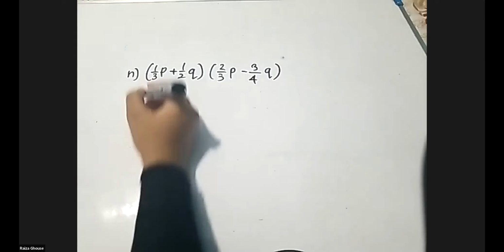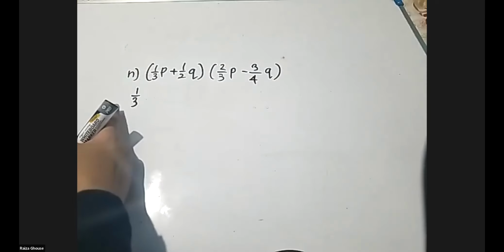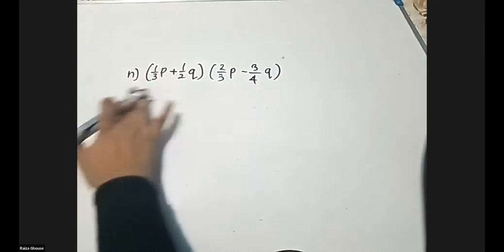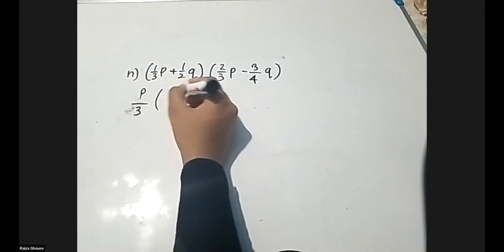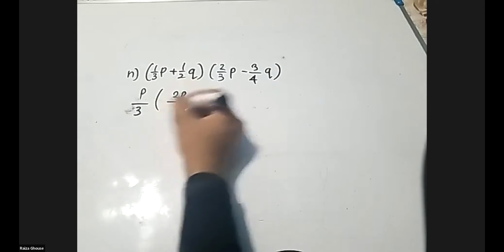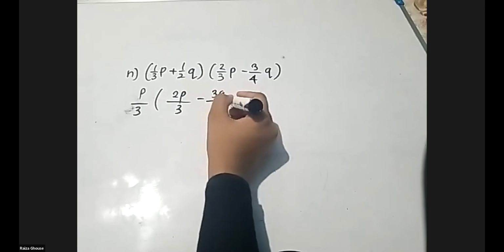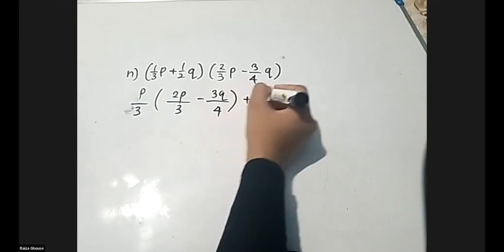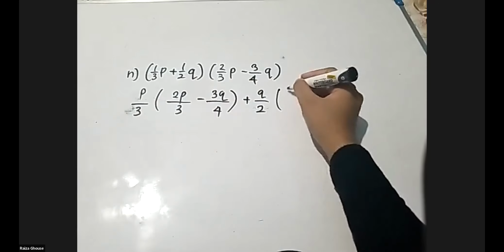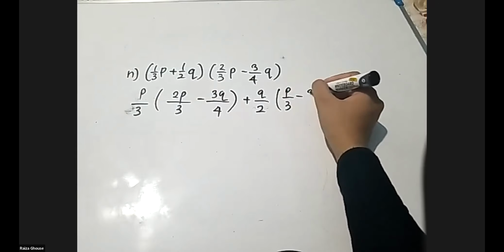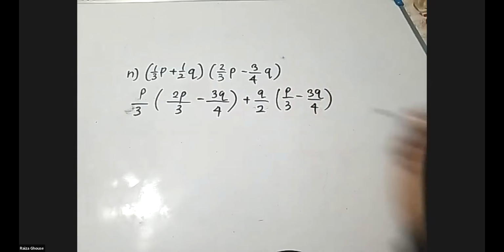Here, see, first term, 1 over, I don't like this. So let me write it like this, P over 3. P over 3 will be easy. If I write like this, it's easy. Plus Q over 4. Half Q means Q over 2. And P over 3 minus 3Q over 4. Now I'm going to solve.